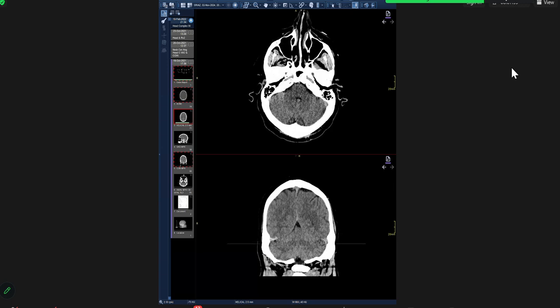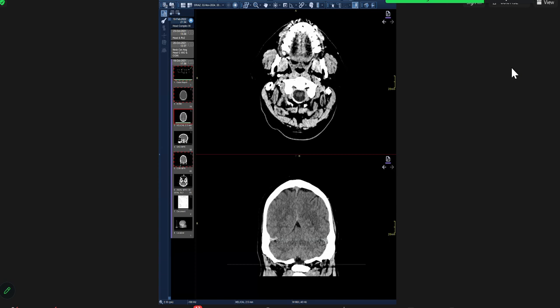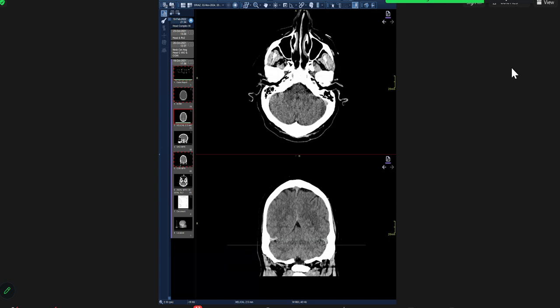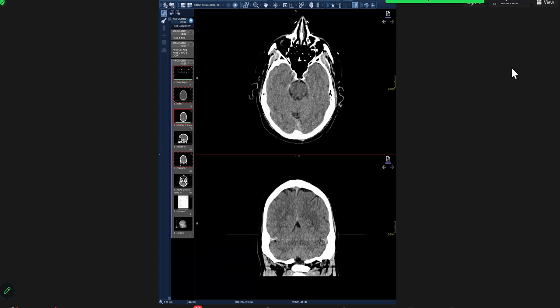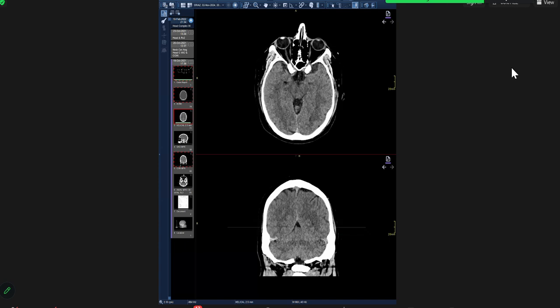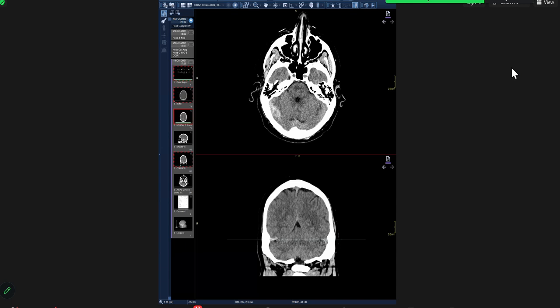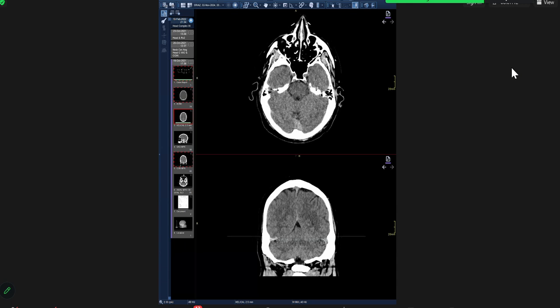A CT brain axial section showing no gross abnormality. However, there is a hyperdensity noted along the right transverse sinus and scrolling. And there is a defect also in the right petrous bone with soft tissue density opacification.